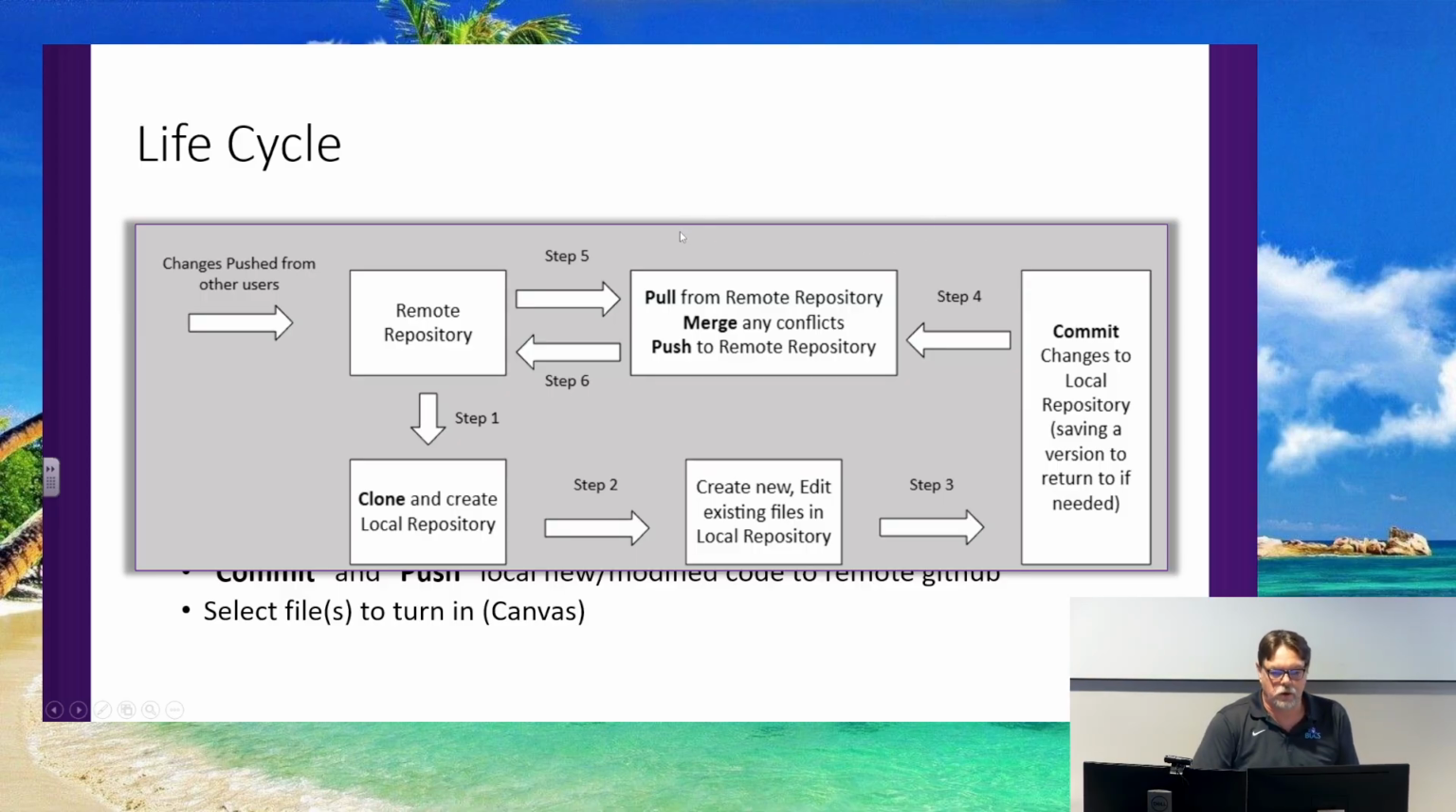So it's a pretty big program, and if GitHub can handle it, it can handle our small repositories, I guess is my point. Okay, so changes pushed from other users, or you create this new repository, but it starts out in this initial state. You've got a remote repository in GitHub. So step one is you clone it. Now you've got a copy locally that you can work on.